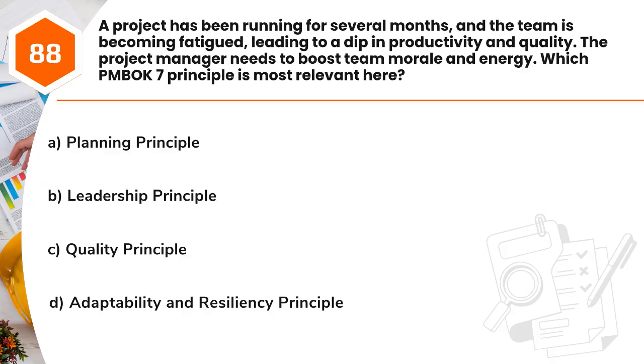Question 88. A project has been running for several months, and the team is becoming fatigued, leading to a dip in productivity and quality. The project manager needs to boost team morale and energy. Which PMBOK 7 principle is most relevant here? A. Planning principle. B. Leadership principle. C. Quality principle. D. Adaptability and resiliency principle.